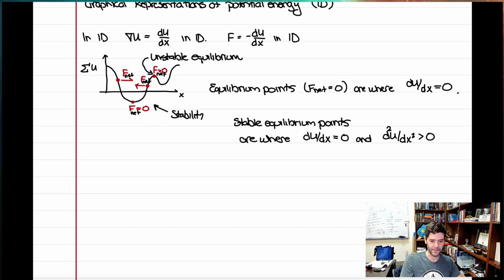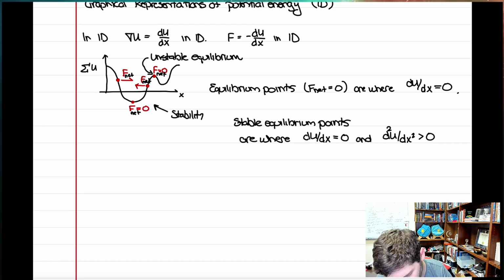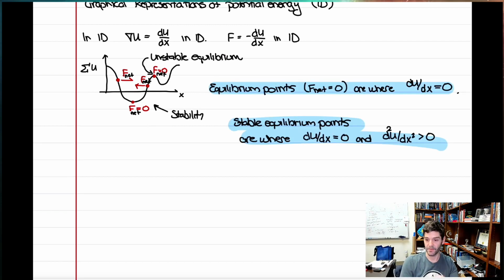Versus if the equilibrium point had a negative concavity, right? That's like the top of a hill. So that can be viewed as stable equilibrium points and just locations of equilibrium points in general.